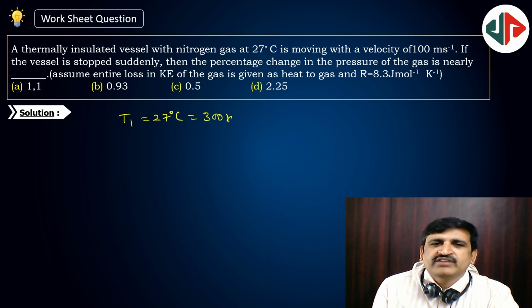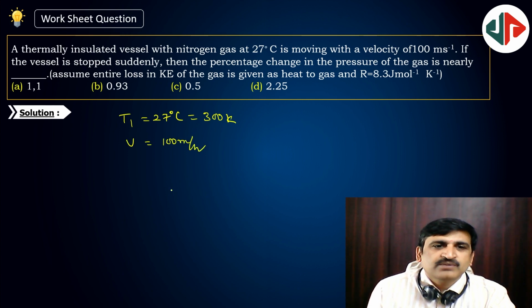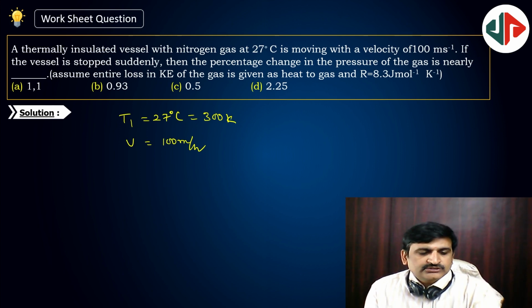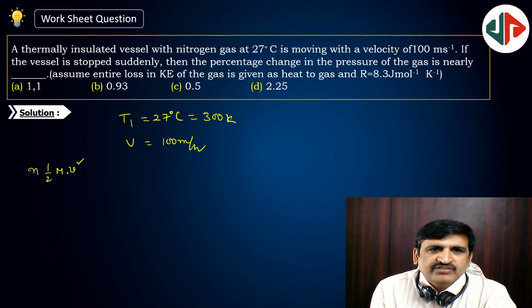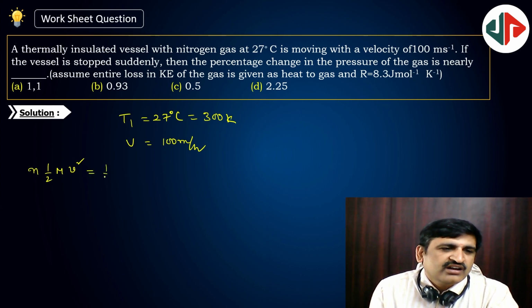Next, a thermally insulated vessel with nitrogen gas at T1 is equal to 27 degrees Celsius. Convert it into Kelvin, and it is moving with velocity v is equal to 100 meters per second. The vessel is stopped suddenly, then the percentage change in pressure of the gas is nearly? If you stop the vehicle, work is done on the gas, so what happens to the pressure? We can do it like this. The kinetic energy, n into half m v square, while moving with velocity, if the vessel is stopped suddenly, is converted into internal energy, half n f R dT. That only we are going to change.